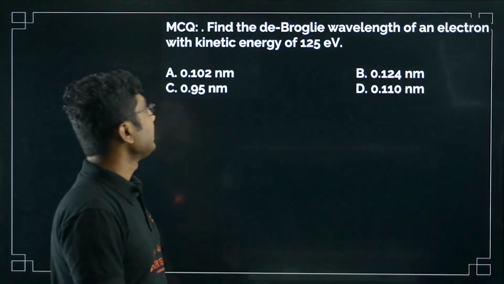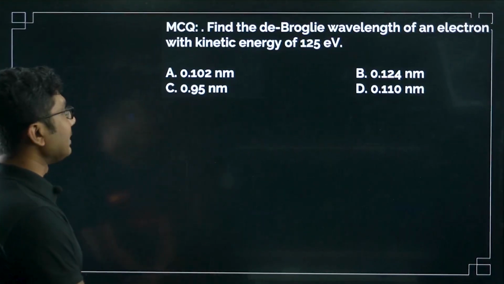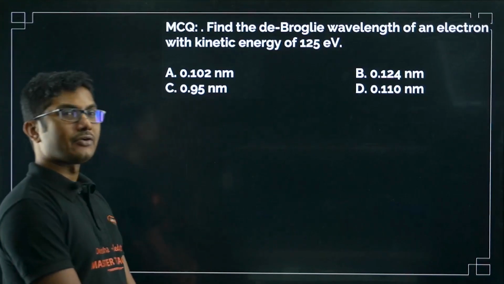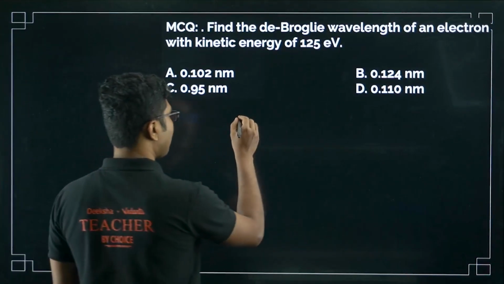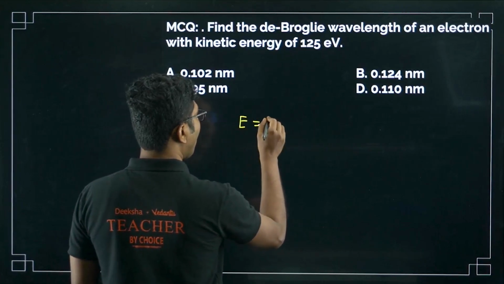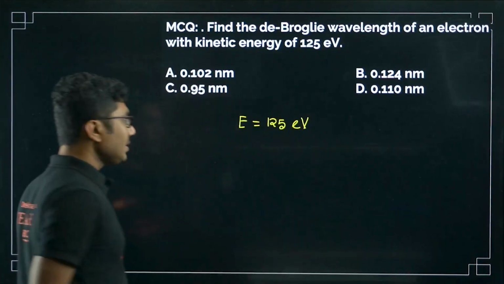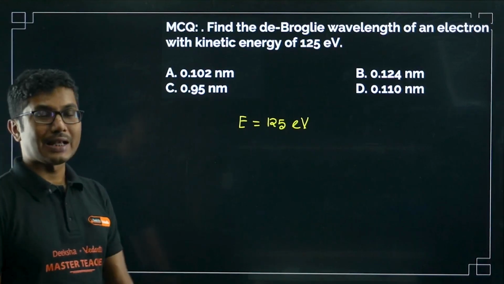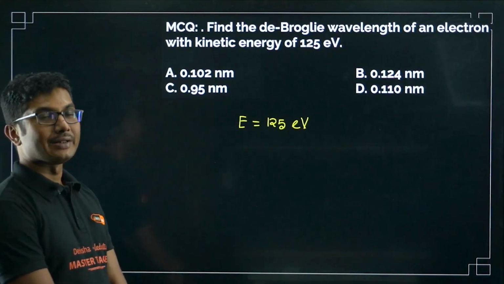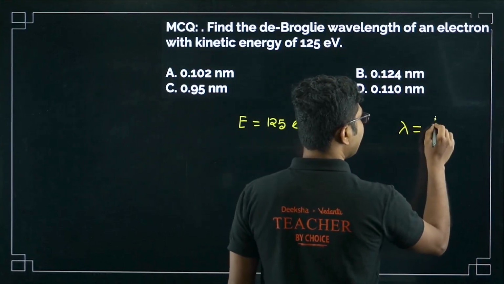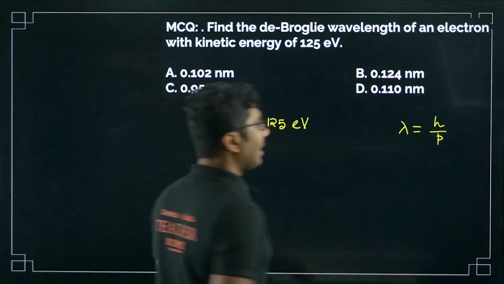Now see one question. Find the de Broglie wavelength for an electron with kinetic energy 125 electron volts. So energy is given, 125 eV. Sir, energy is given. How can I calculate the wavelength? Sir, you told me the formula of wavelength is h by p. So how can I calculate p?